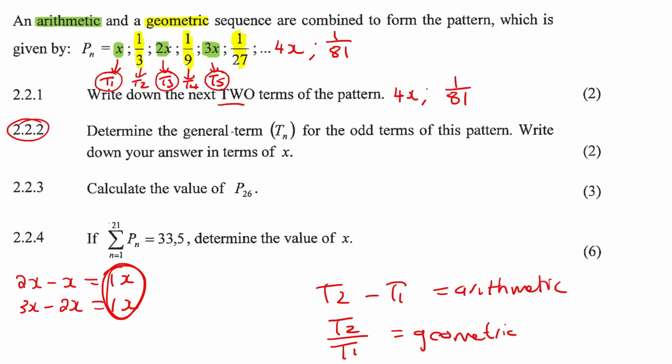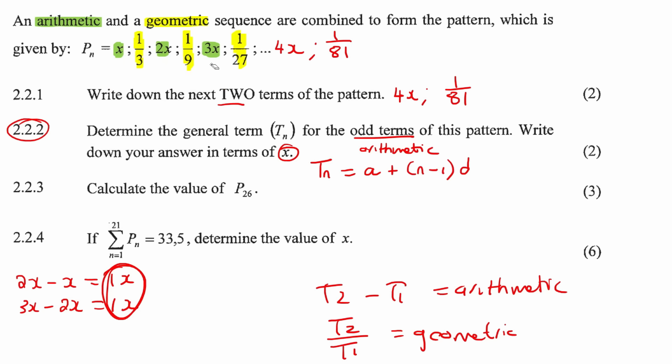So, it says, determine the general term for the odd terms. So, it's pretty much just going to be the arithmetic pattern. Write down your answer in terms of x. Okay, so we know that if it's arithmetic, then we use this formula for Tn. And so let's just get rid of all this now. So remember, we're not looking at this and this and this right now. So term 1 in this pattern is going to be x.